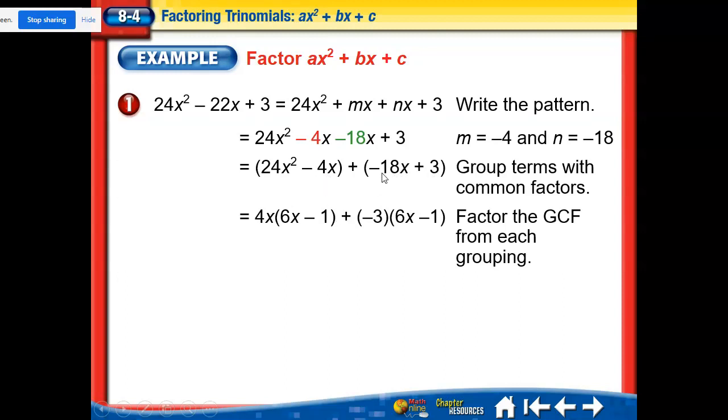Now over here, what goes into both of these? 3. But remember, if I just take a 3 out, it's going to be negative 6 plus 1. So I have to take a negative 3. We talked about that back when we did some groupings. Sometimes we've got to take out a negative to make it match. This is a minus here, that's a plus, so to get them to match, we take out a negative 3. Well, negative 18 divided by negative 3 is positive 6. 3 divided by negative 3 is negative 1. Notice those match. So now we can write our answer, that's 6x minus 1, and then 4x minus 3.